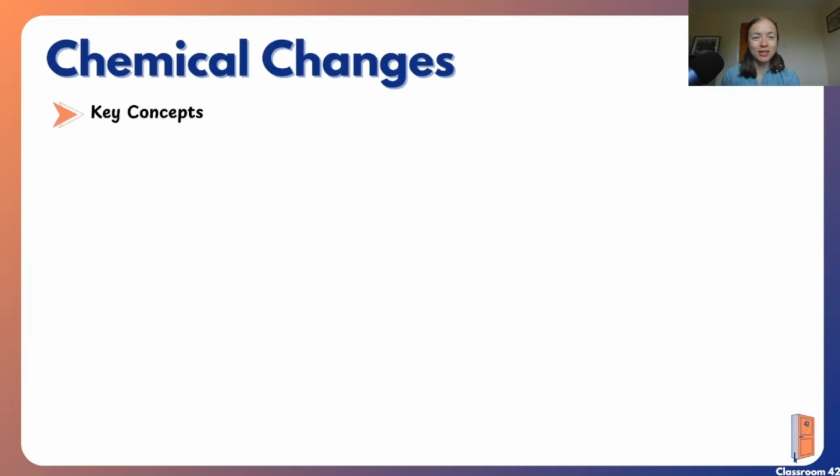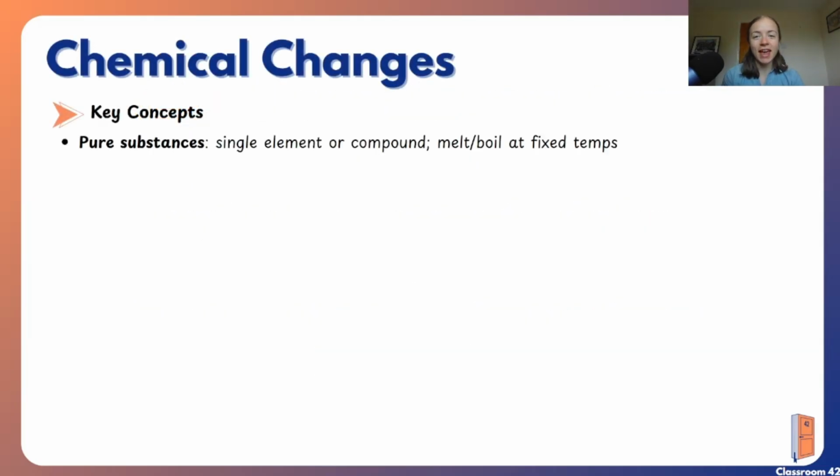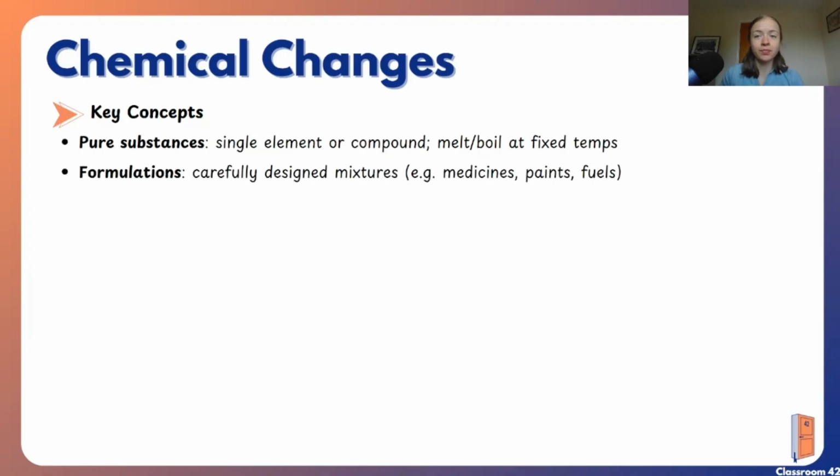So now it's time to move on to C8. So the key concepts of C8 is firstly the idea of a pure substance. So you need to know that a pure substance is either a single element or compound, and that melting or boiling point of that element or compound is at a fixed temperature. And formulations are carefully designed mixtures. So that could be medicines, paints or fuels. So you need to know the examples of formulations.